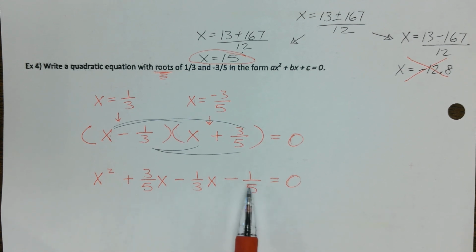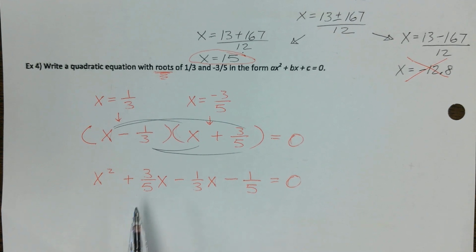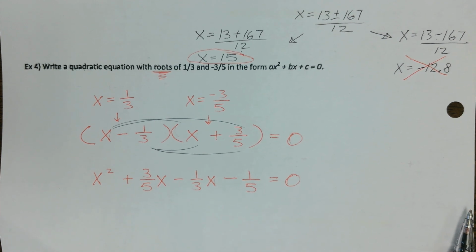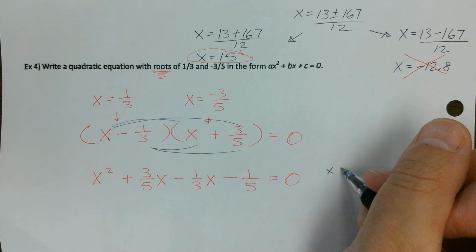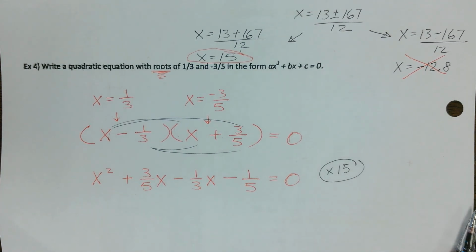All right. Is this standard form though? Why not? Because of the fractions. That doesn't make it standard form. So remember the trick that I taught you guys a few weeks ago. If I don't like fractions, what can I do? How do I get rid of all the fractions? Multiply everything by the common denominator. What's my common denominator here? 15. So multiply everything by 15.